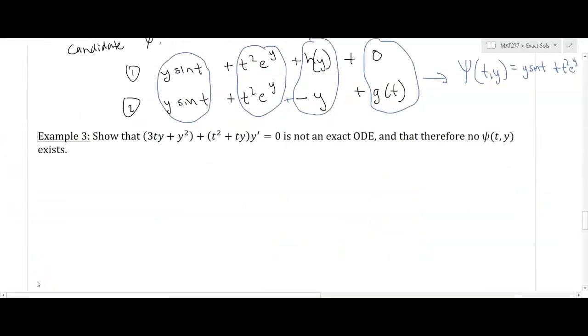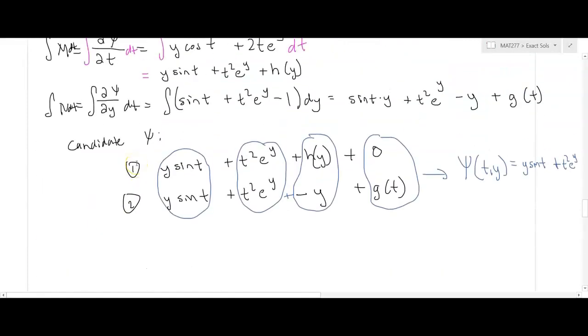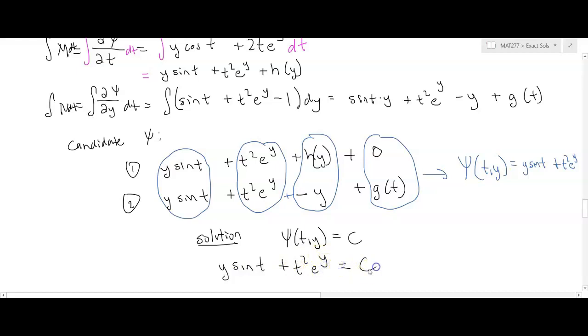And from our solution, we know that as long as all of this worked out, as long as you could find a psi, as long as it's exact, the solution to this ODE is psi of t comma y equals constant. And so that means y sine of t plus t squared e to the y equals constant.